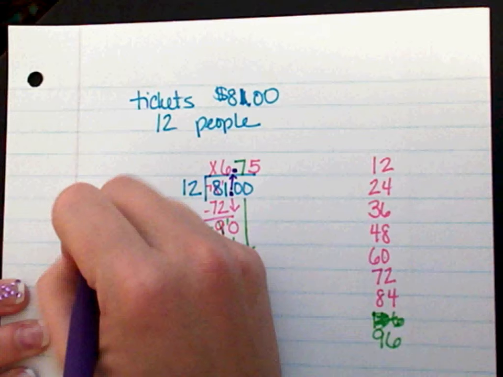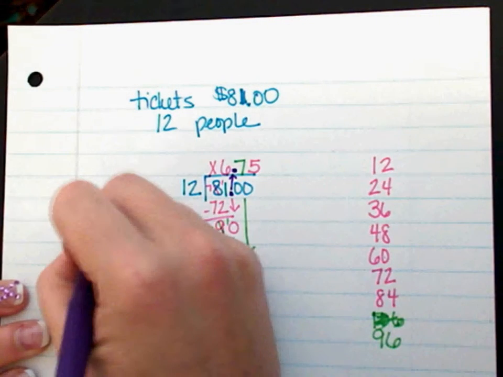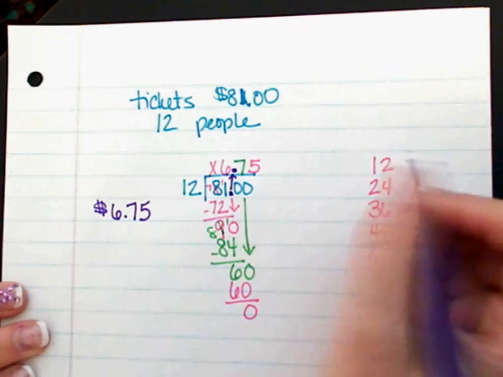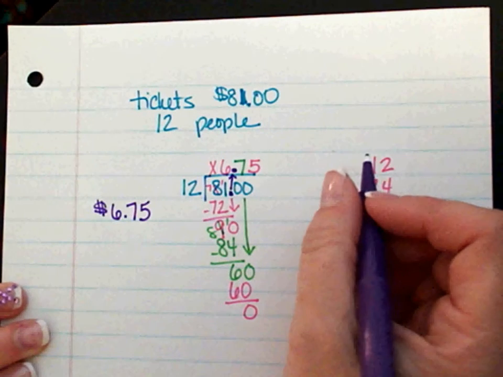My remainder is 0, but where does my decimal go? Well, we didn't have to move the decimal at all because there was none on the outside. So all I have to do is look on the inside. My decimal is right here. I'm just going to move it up to the top of my house. And what that means is that each person owes their friend $6.75.